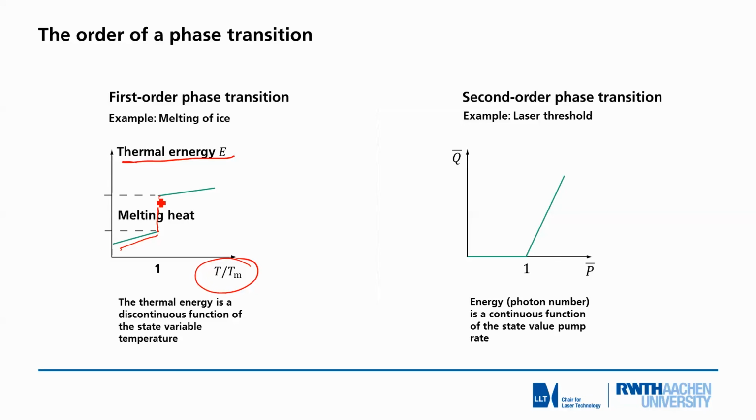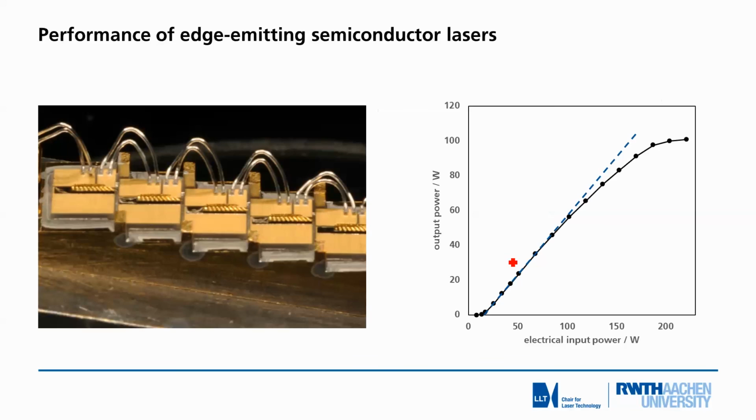Here, if we differentiate the thermal energy curve versus the temperature, it is not steady. We have a jump in that picture here. In the laser transition, the dependence of the number of photons on the pump is continuous. However, it shows very steep changes around the threshold, as said before.